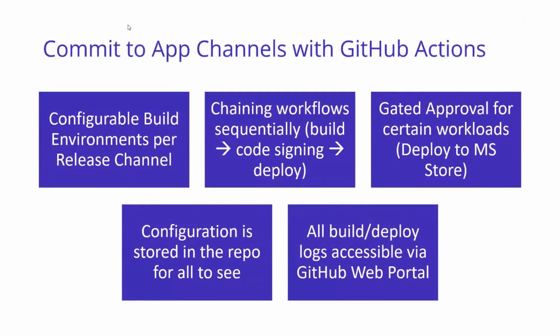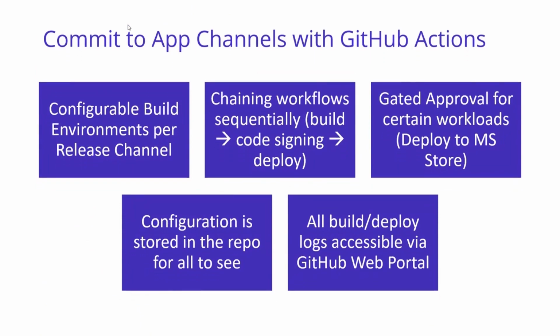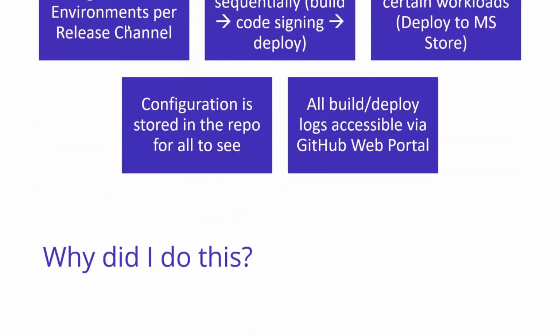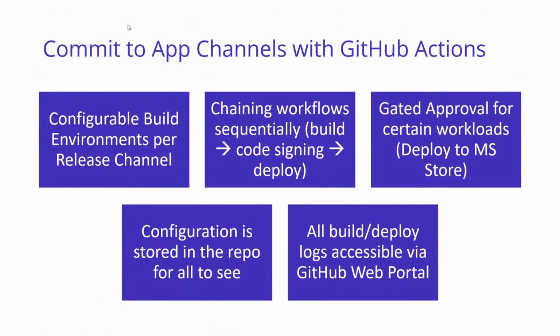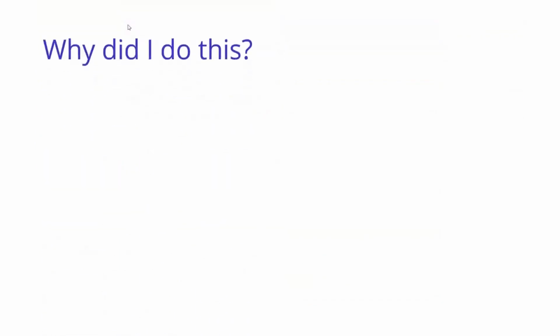Anyway, sorry. Chaining workflows sequentially, right? You're talking about the entire flow. I have a PowerPoint failure. But anyway, long story short, gated approval, configuration stored in the repo, and everything's accessible via the GitHub portal itself.